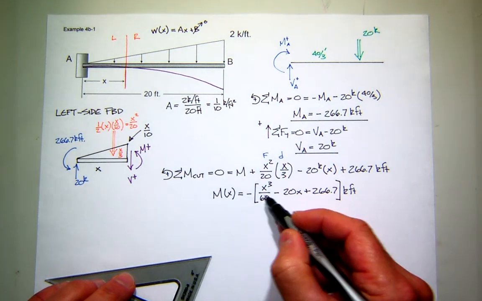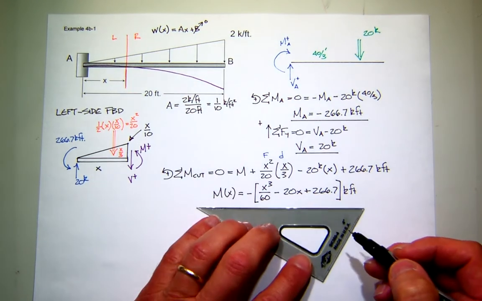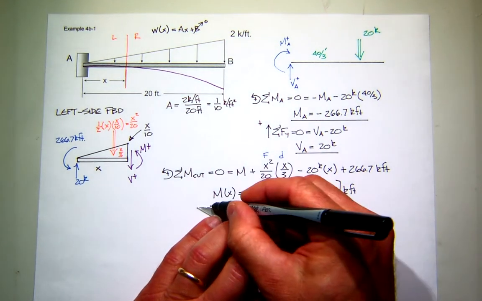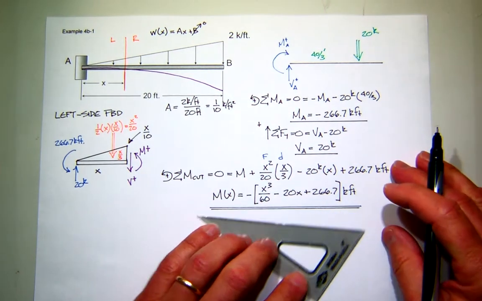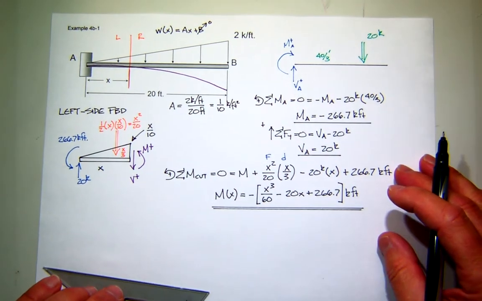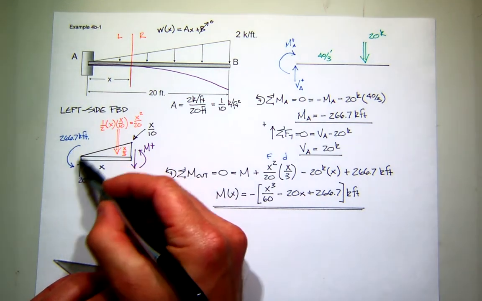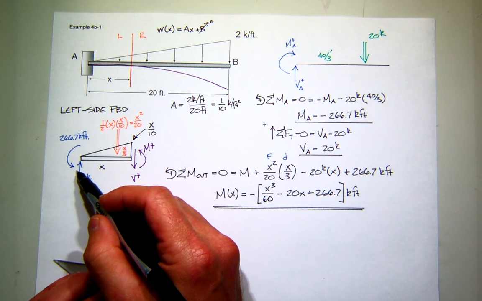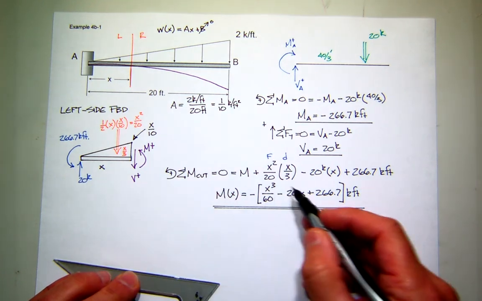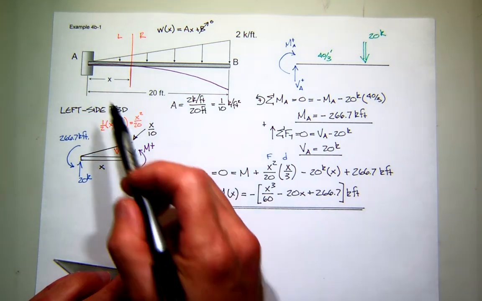So really the first term is negative, positive, negative, if you slide that all the way through. So that's what our equation for the moment in this beam is. Now, can we check that equation? Sure. Where do we know the moment? Well, we've calculated it here at A, and that's at x equal what? 0. So put in x equals 0. This term goes away, this term goes away, and you get negative 266.7. That's correct.